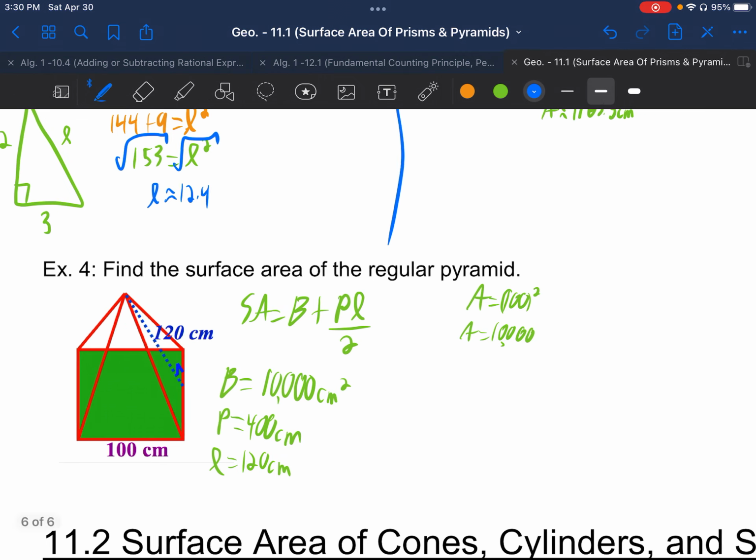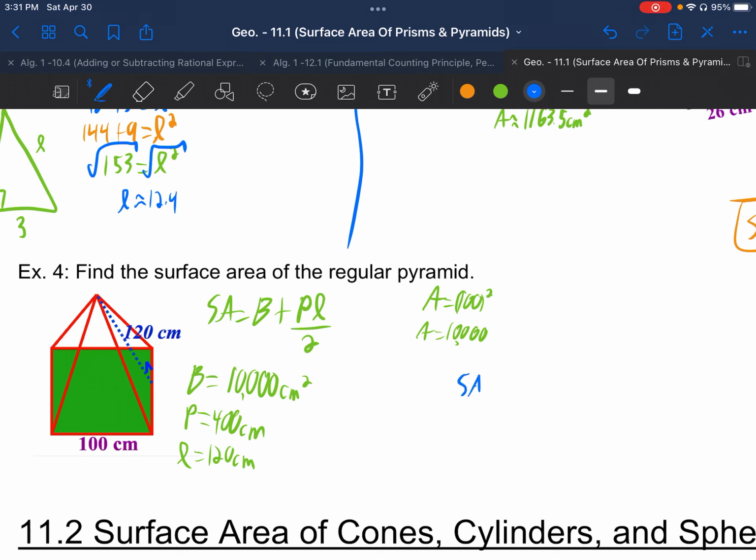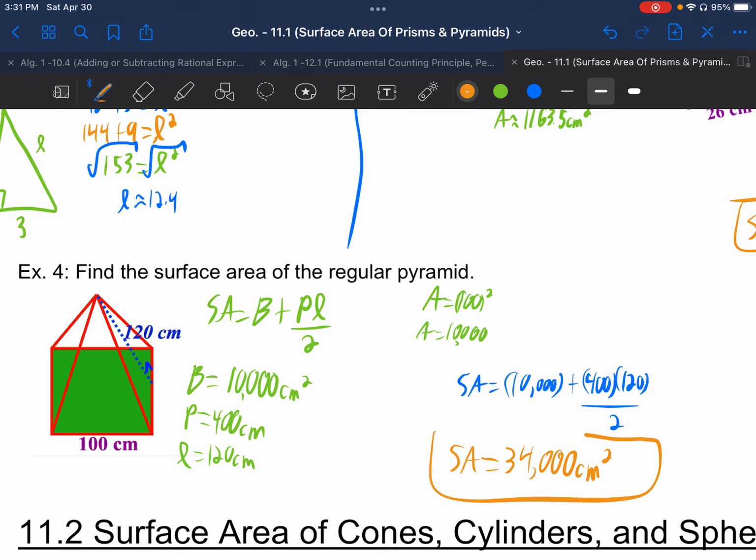So we have all of the pieces of our formula, so we just plug it in. Surface area is equal to 10,000 plus 400 times 120 over 2. Type this into our calculator and let it do the work for us, and we get the surface area to be 34,000 square centimeters. And that is all for section 1 of chapter 11.